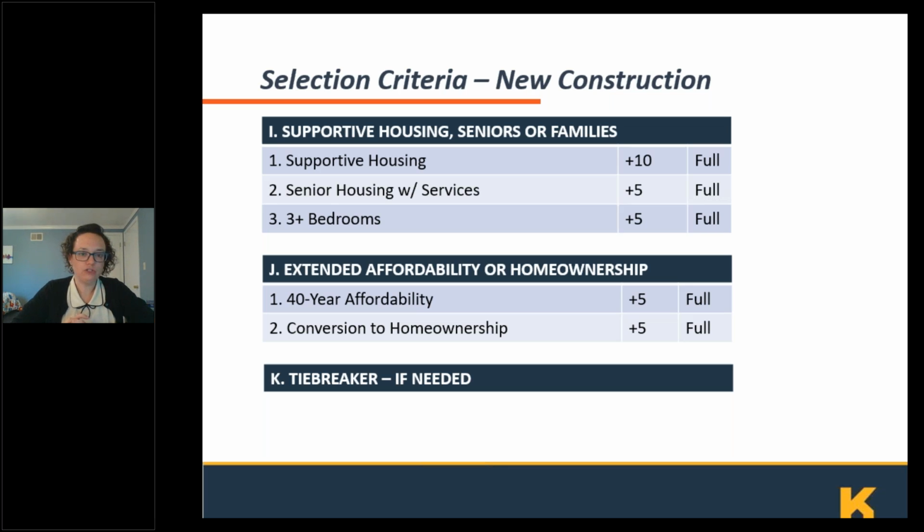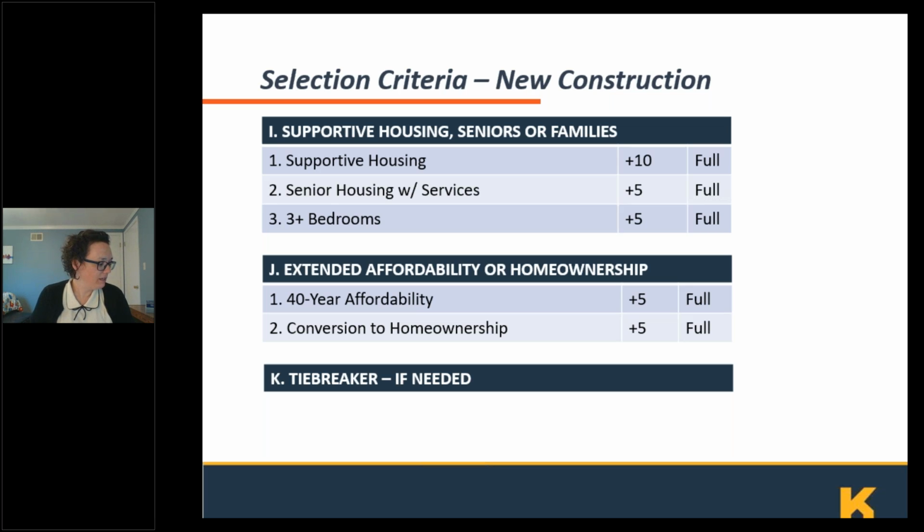The last section for the scoring criteria is the extended affordability or home ownership. If a property commits to a 40-year affordability, they will receive 5 points. Or if the property is planning to convert to home ownership and it meets the requirements in the QAP, such as it qualifies for the nonprofit set aside and that proposes single family units, then it will be eligible for an additional 5 points.